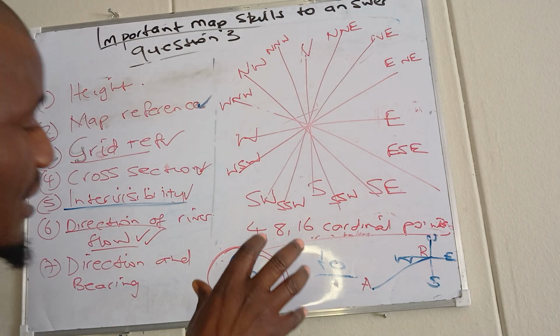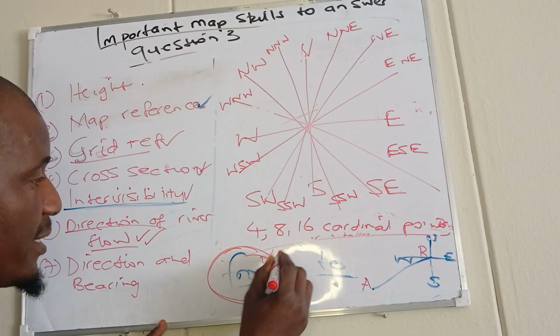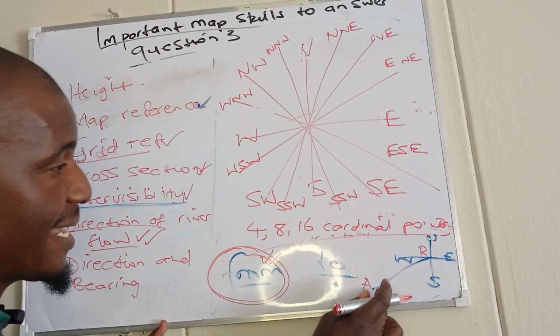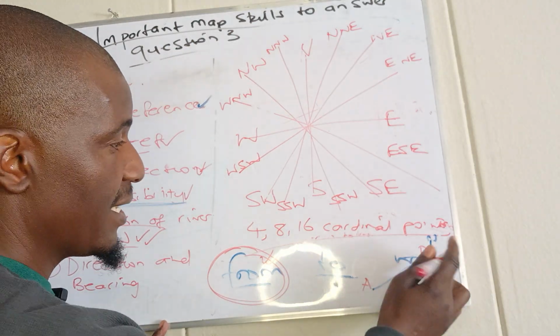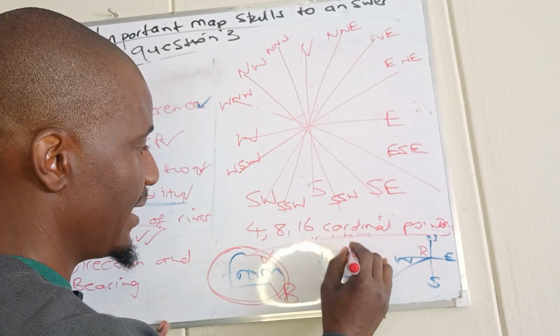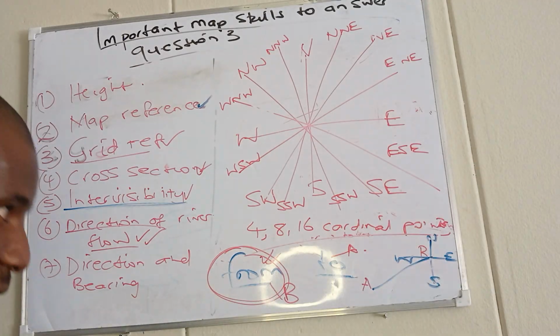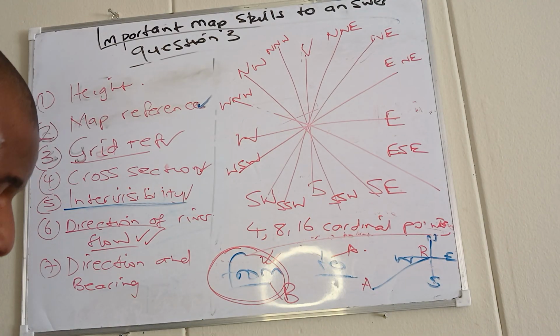So we are saying now there's direction from a fixed point. You go where it says from. Then you connect it with the 2 points. Direction of A from B. This is B, okay? B is the from, then A is the to. So you go to B, do your 8 cardinal points, then you connect the 2 points. That's how you find the direction from a fixed point.